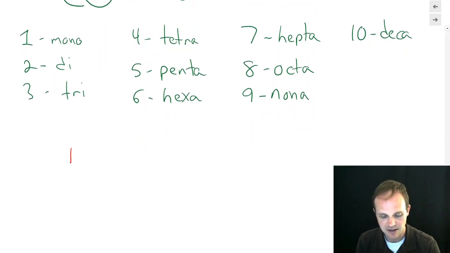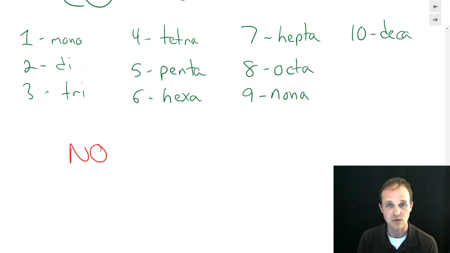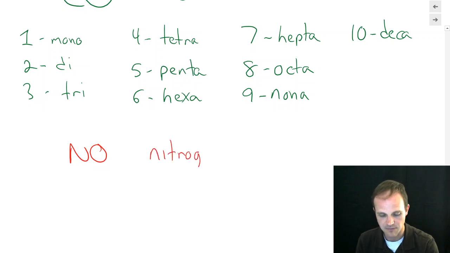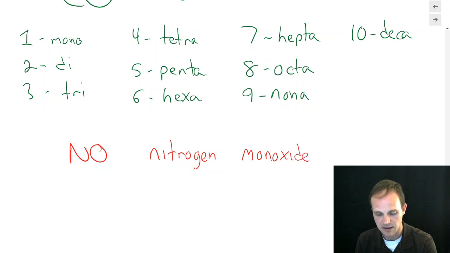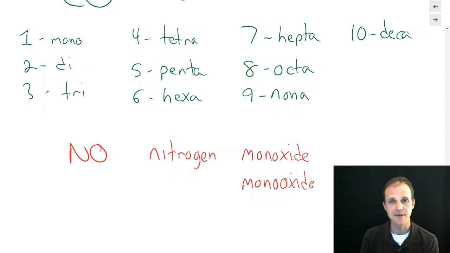Let's name NO. It's my children's favorite word sometimes. No. Well, what is that? That's nitrogen. We have 1 oxygen, and so we're going to say monoxide. Notice what I didn't write was monooxide. We often will abbreviate that in chemistry. If there's 2 vowels together, we'll often shorten it and take off one of the vowels. But if you wrote monooxide, I'd be okay with that as well, but most of us will call it monoxide.